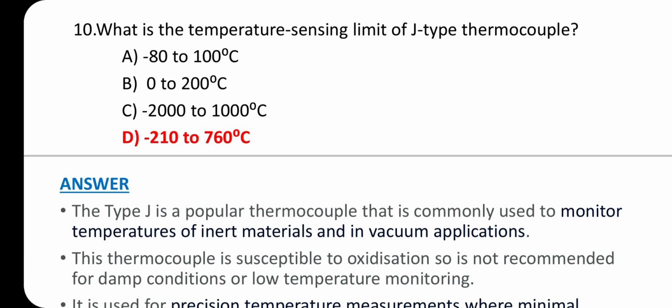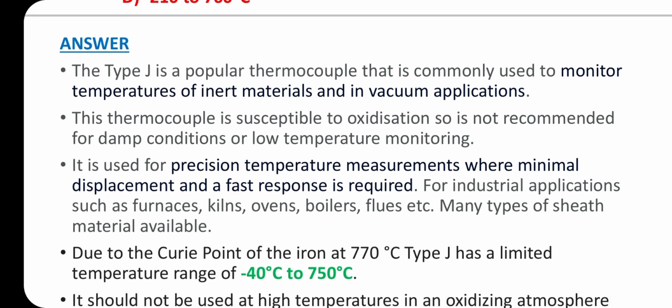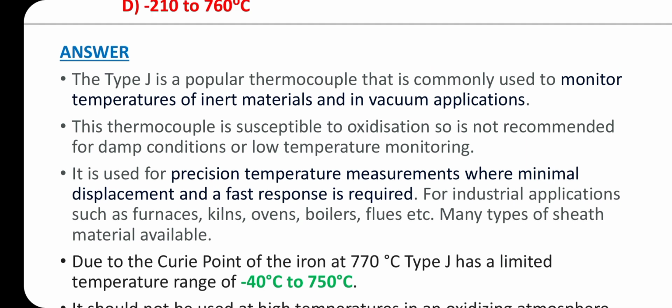What is the temperature sensing limit of a J-type thermocouple? Answer is option D, minus 210 to 760 degrees Celsius. The type J is a popular thermocouple that is commonly used to monitor the temperature of inert materials and in vacuum applications. This thermocouple is susceptible to oxidization, so it is not recommended for damp conditions or low temperature monitoring.